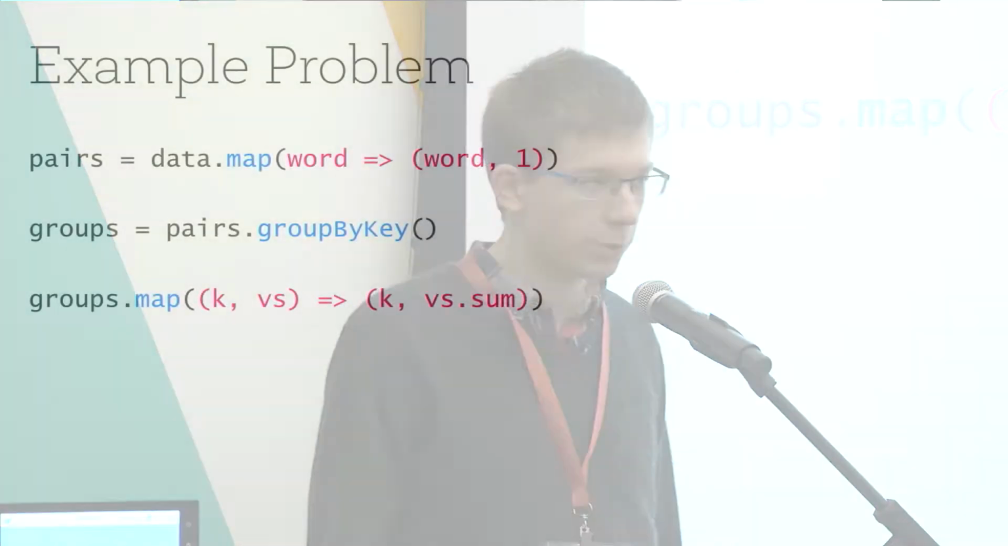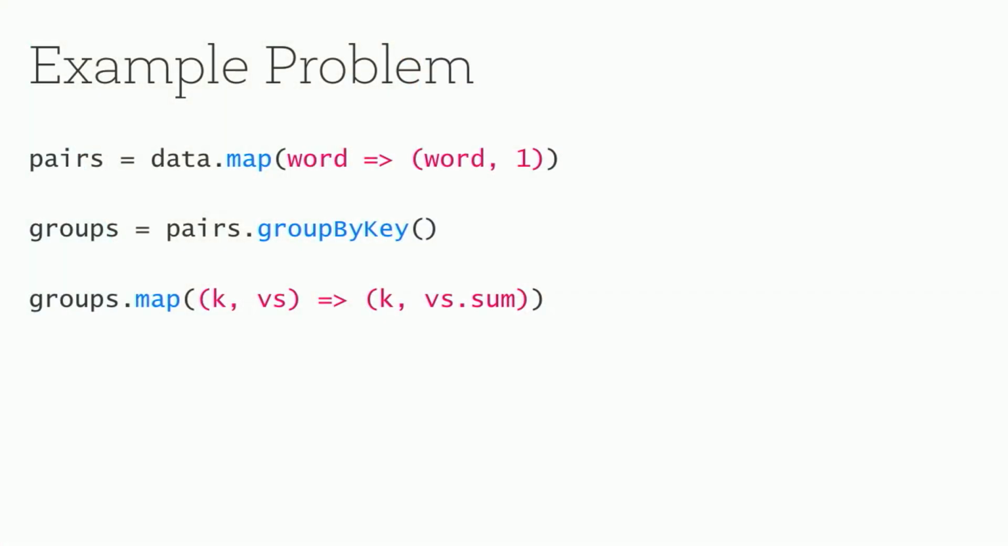For example, this is one really common thing that we've seen, which is users trying to do word count, but using the group by key operation. This seems like maybe a nice way to do word count. You map each of these things into key value pairs, and then you call group by key, and then for each group you compute its sum. That seems pretty reasonable and looks very concise and nice.